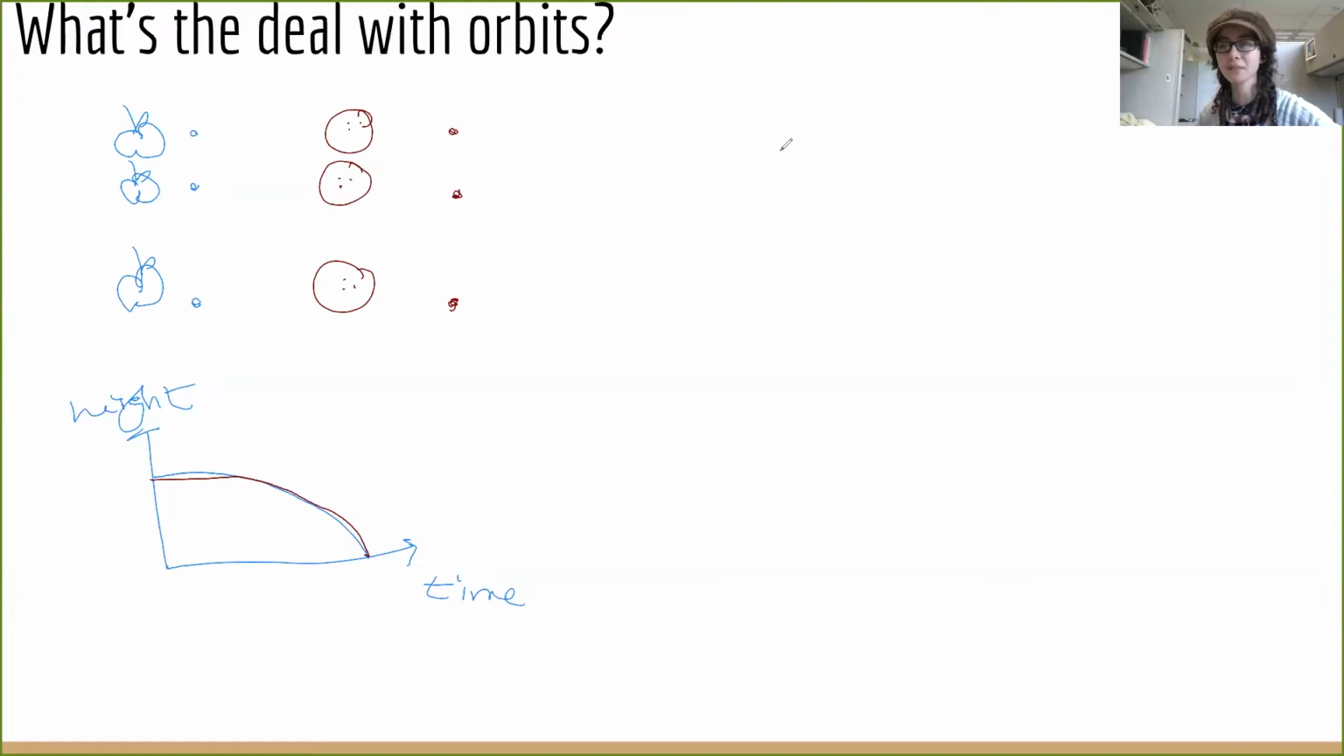Now, what about a planet in space? You might expect a planet in space, in the absence of gravity, to move in a straight line, right? But we know that planets don't move in straight lines. They move in orbits. And that's because they're moving under the influence of gravity.